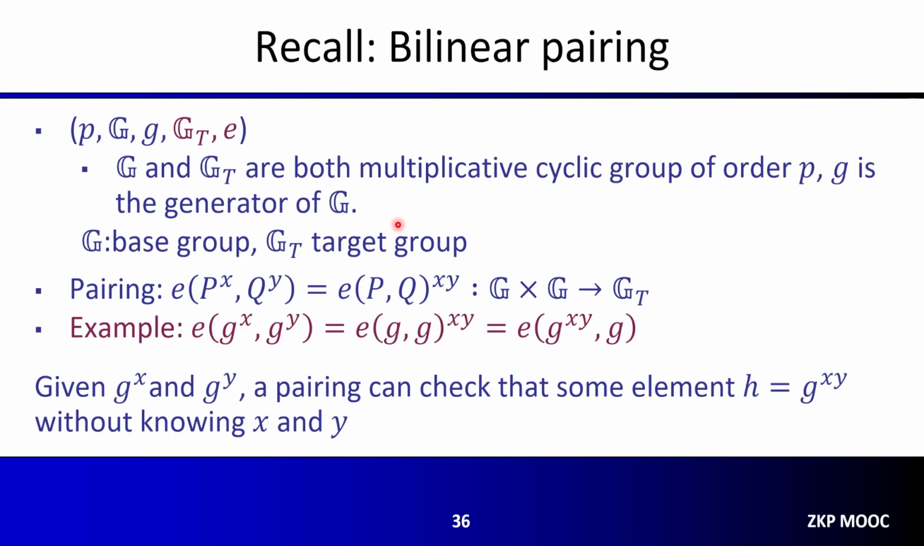And there is a key operation called bilinear pairing. It takes two group elements in the base group as input and computes one element in the target group. The rule of this computation is basically computing the multiplication in the exponent and then bringing it to the target group. The power of this bilinear pairing is to verify the correctness of the product in the exponent. So given g to the x and g to the y, a pairing can check if some element h is g to the xy or not without knowing x and y. So that is the tool of bilinear pairing we are going to use.